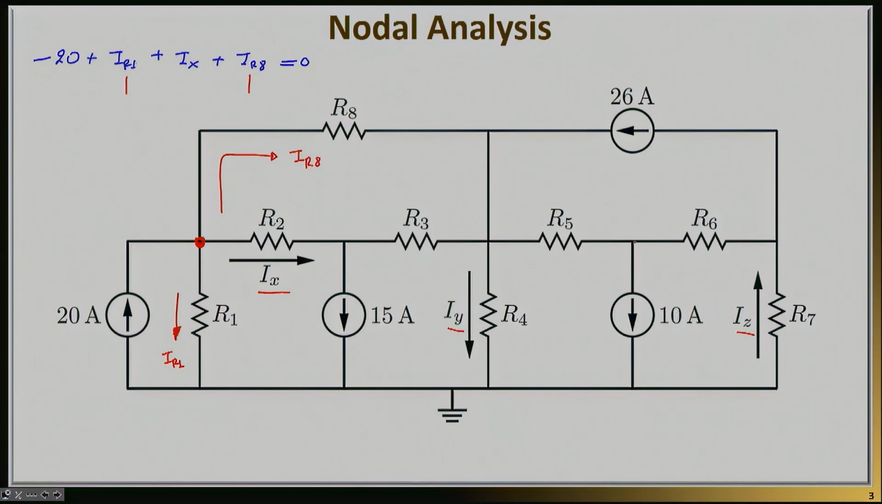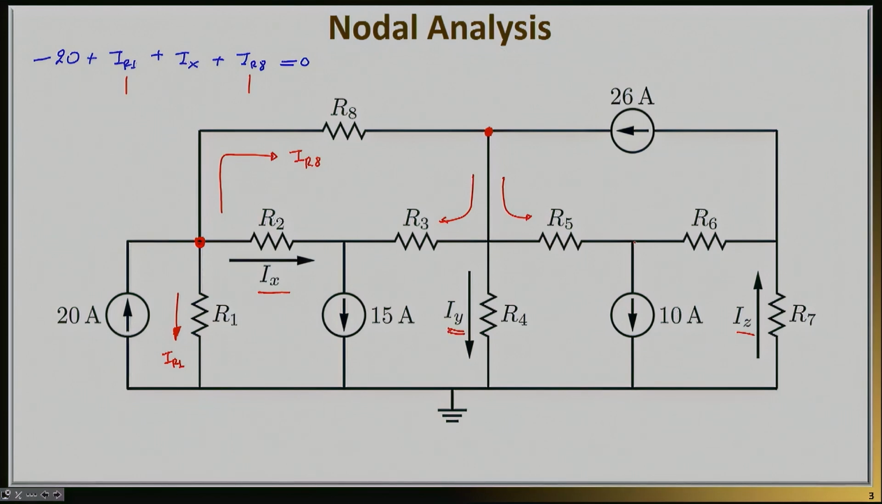Well, you might say, okay, I know how to do that. I'm going to go to this node here, and now IR8 will be my unknown current. But then if you pay attention to that node, you will need to account for the current that goes through R3, and you'll need to account for the current that goes through R5, and those are unknown also.